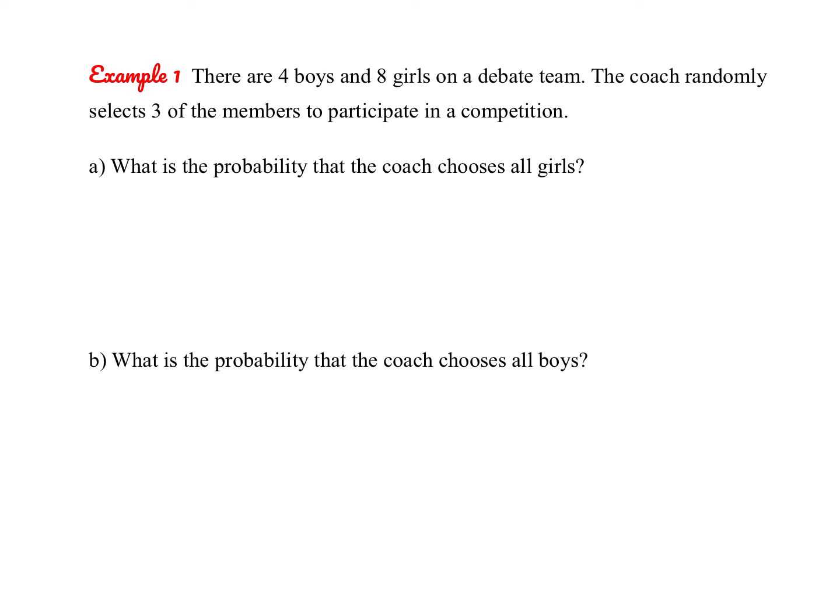So to find the probability that the coach chooses all girls, first we need to find the total number in the sample, so the total number of combinations. So in this case, n is 12, because there's 4 plus 8, 4 boys and 8 girls, and they're selecting 3, so our r value is 3. So we can just simply do 12 choose 3, and again, this is something that your scientific calculator can do. And you end up with 220 possible combinations of teammates.